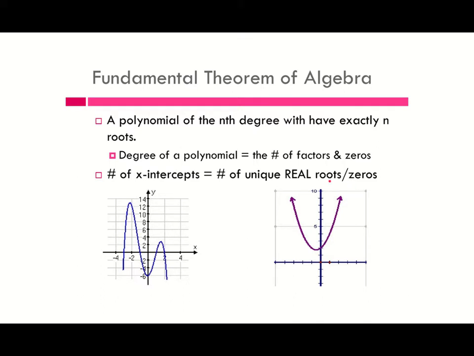Now this graph over here on the right side, we know that's degree 2. It's a quadratic. However, it never crosses the x-axis. But based on the fundamental theorem of algebra, it needs to have 2 roots because it's degree 2. So in this case, it's going to have 2 complex zeros, 2 imaginary zeros. So we're going to have to distinguish, looking at graphs now, whether we have real or imaginary solutions.